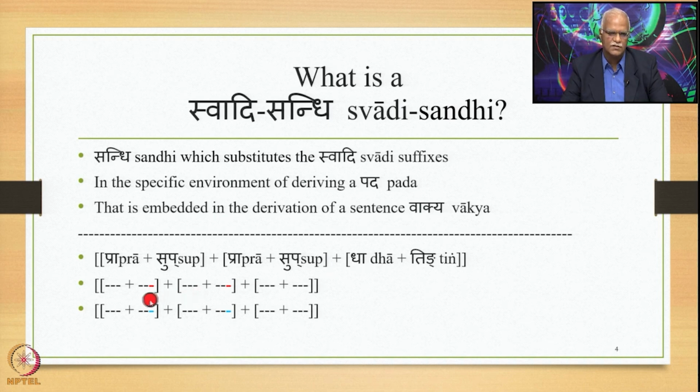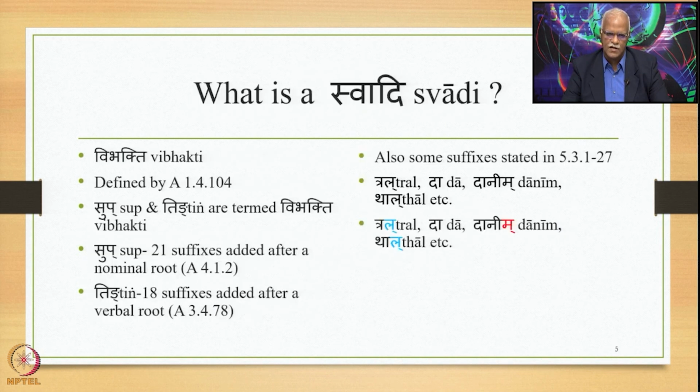So, in this case, this sup gets substituted by some other verbal element over here, and similarly in the second pada, the final element of the sup in the second pada comes into close proximity with the prakriti element of the third pada, and then there is some modification that happens in this sup in this particular form, and this is called Swadi Sandhi. This is the generic explanation of the Swadi Sandhi.